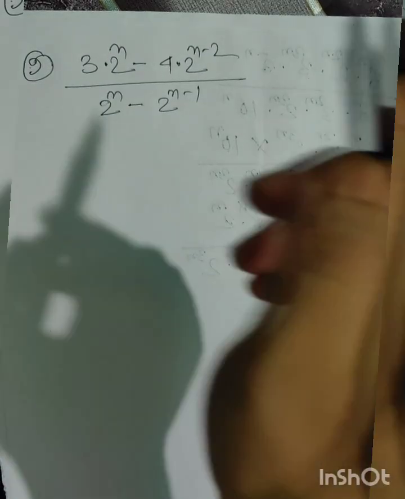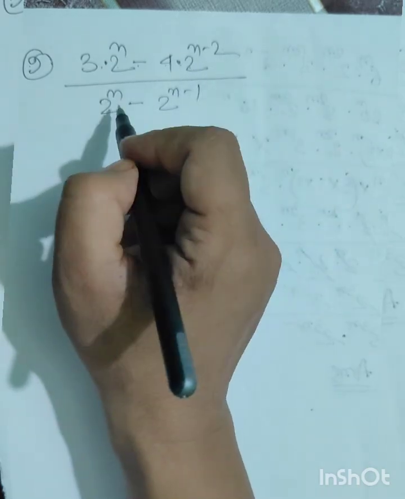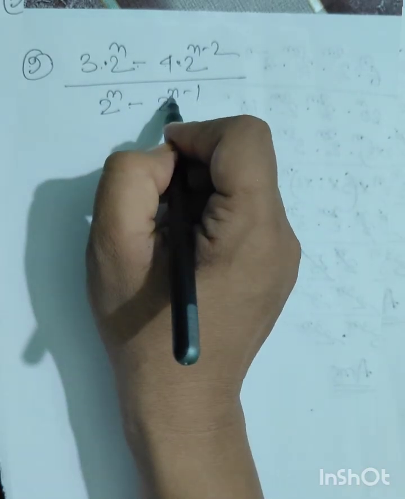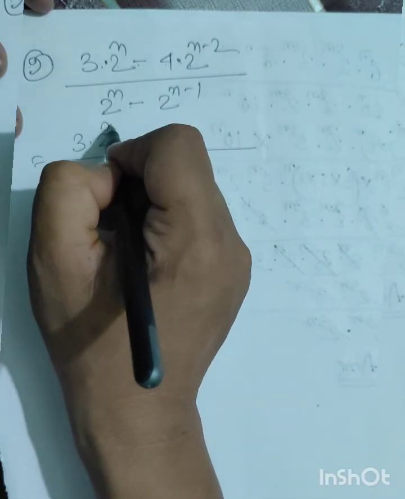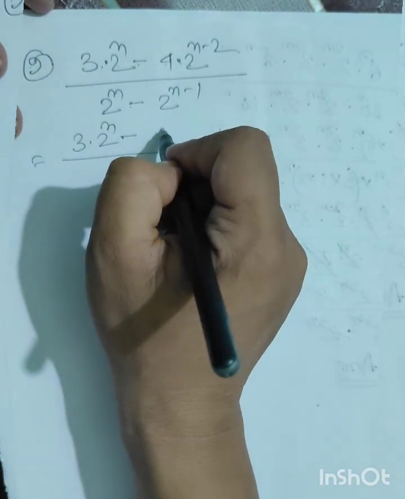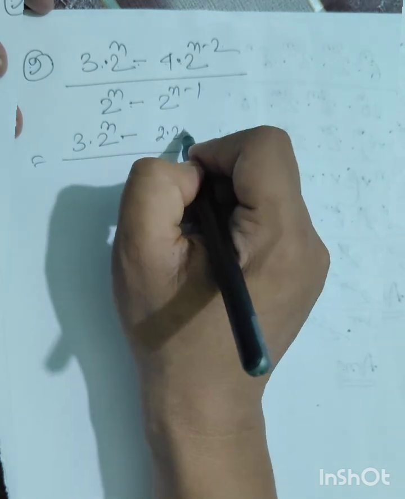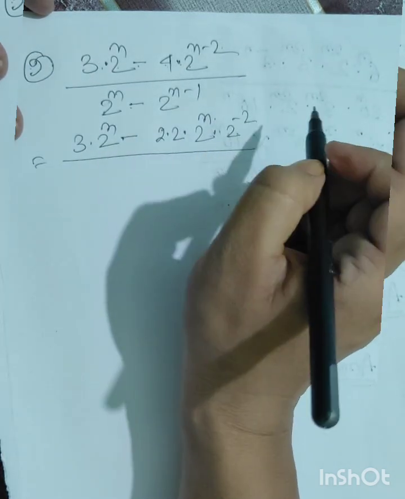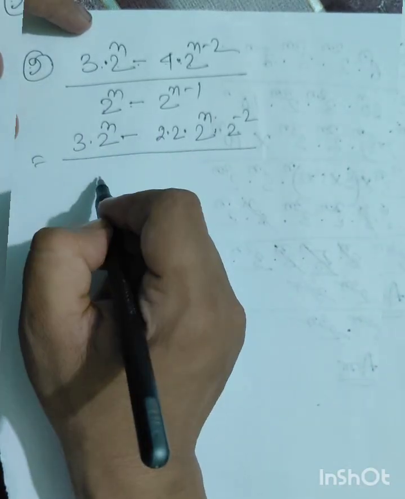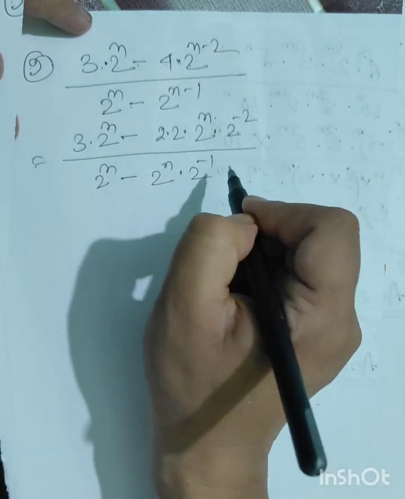এবার কোশ্চেন নাম্বার 9 এর আছে 3 into 2 to the power n minus 4 into 2 to the power n minus 2 by 2 to the power n minus 2 to the power n minus 1. ইয়াৰ পৰা আমি লিখিম 3 to the power 2n minus, ইয়াক আমি ভাঙি দিম 2 into 2, ইয়াকো ভাঙিম 2 to the power n into 2 to the power minus 2. ইয়াত আছে 2 to the power n minus 2 to the power n into 2 to the power minus 1.